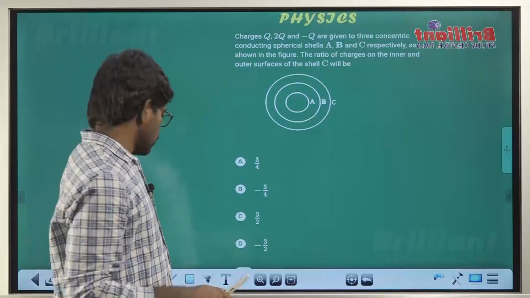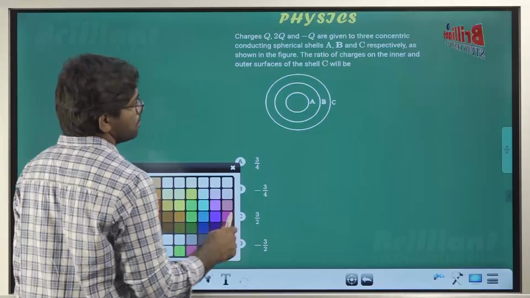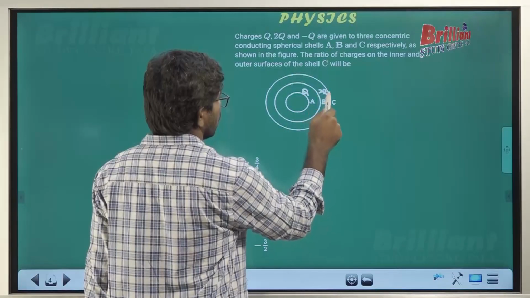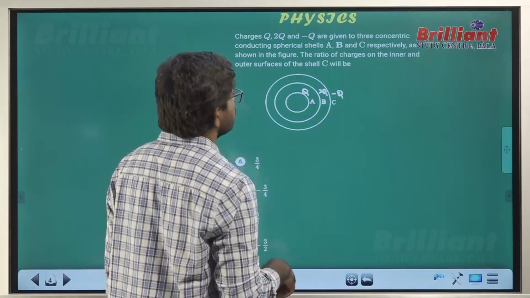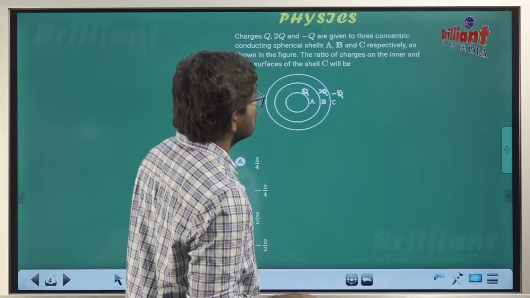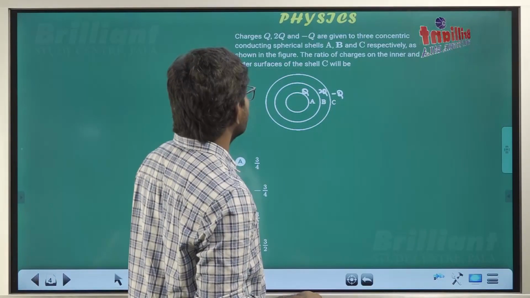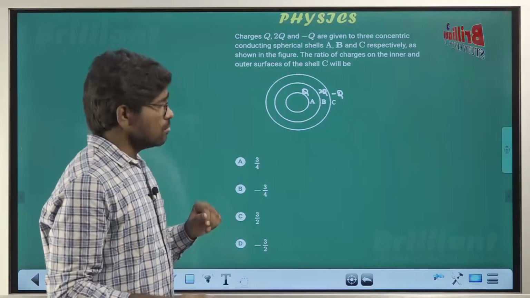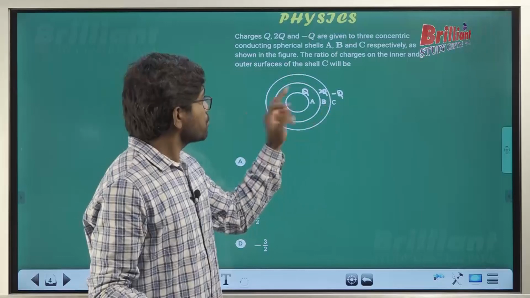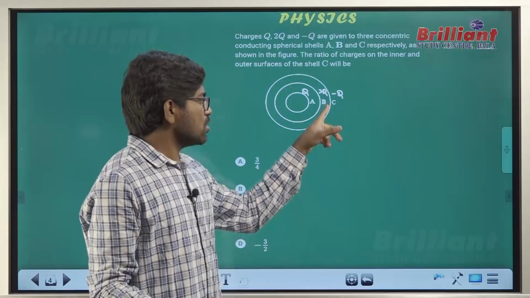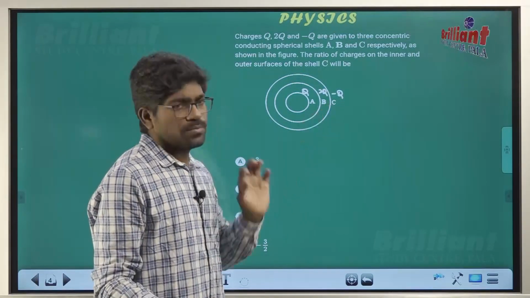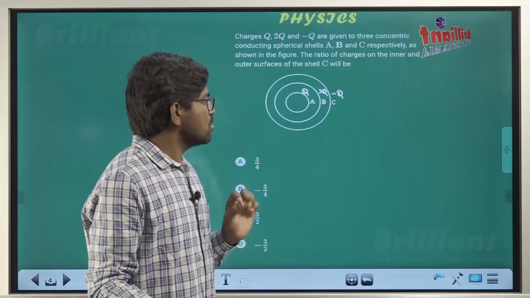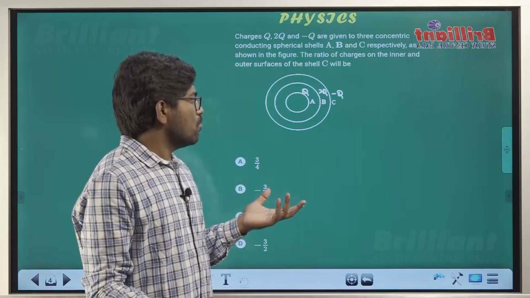Charges Q, 2Q, minus Q are given. Then what is the ratio of the charges on the inner and outer surface of the shell C after redistribution? Direct question, simple question.